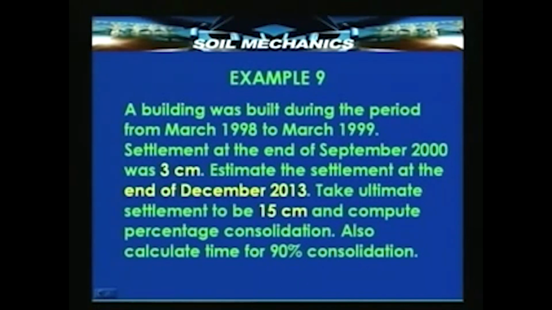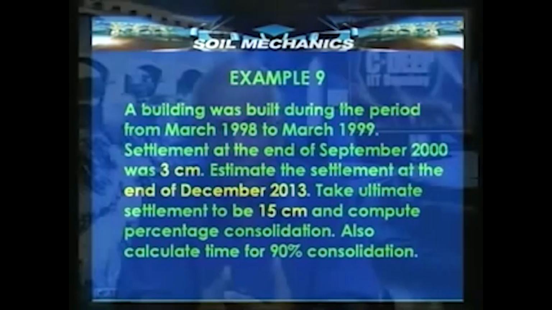Now, can we predict the settlement at the end of December 2013? Today we are in 2006. Can we predict the settlement at the end of December 2013 for this building? Certainly we can. Now, it is given that the total settlement is 15 centimeters. Theoretically it takes place in infinite time. So, given this total settlement of 15 centimeters, can we estimate how much of it will take place by 2013, and also compute the time required for 90% consolidation?